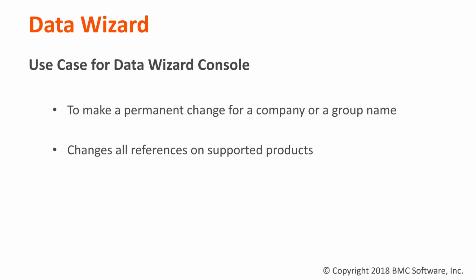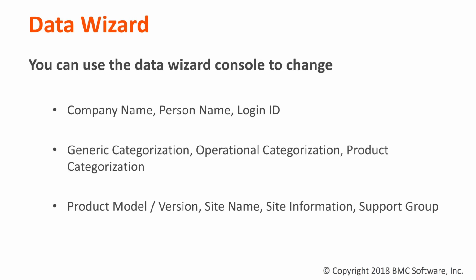And it's going to change RKM. It's going to change all the references wherever you see the company. The company could be in a customer company field or a contact company field or a vendor or a manufacturer. It doesn't matter, it's going to change all those references. So what does this support? As I said, company, person name, login ID, all the categorization we support, and then site and site group, site name, site information, support group. So this is what it supports.